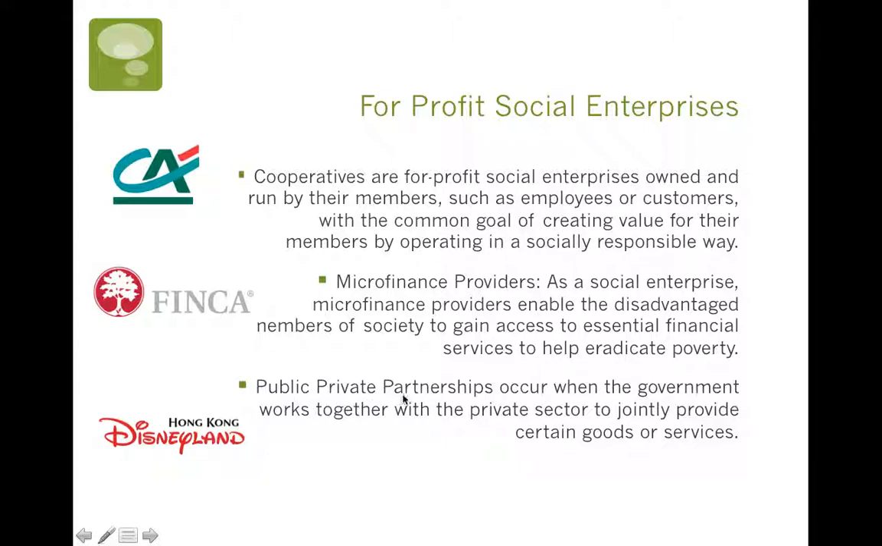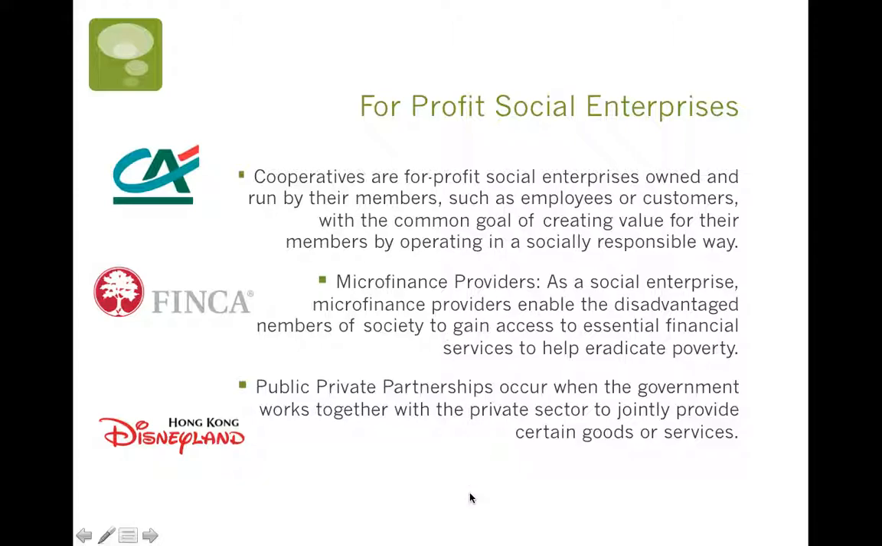Lastly, we have public-private partnerships. So we've just described the public sector and the private sector. Well, a public-private partnership is when the public and private sectors work together in order to jointly provide a good or service. And this is when it benefits both the public and private group. An example of this would be Hong Kong Disneyland, where the Hong Kong government have worked with Disney to ensure that Disneyland took place, that the organisation was able to succeed in that area.